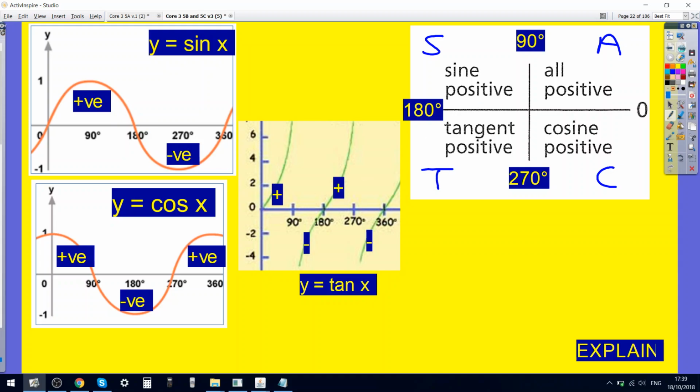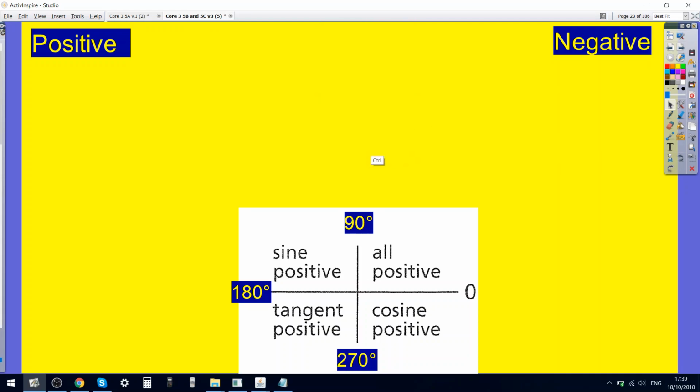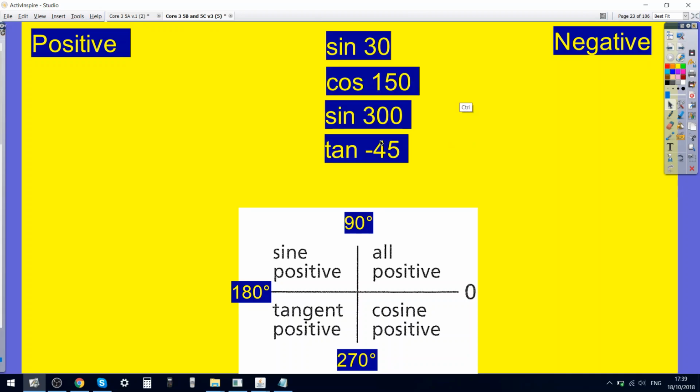Okay. So these, will they give you, what quadrant will each be in? And if you put it into your calculator, will you get a positive answer or a negative answer? Sine 30 is a half, which is positive. Yeah, so 30 degrees is between 0 and 90, so all positive.